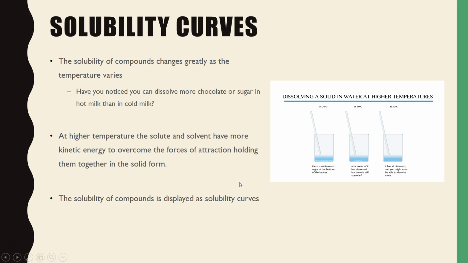Now we're going to talk about solubility curves. Solubility curves are a useful way of determining how saturated a solution is. At higher energy or at higher temperatures, the solute and solvent have more kinetic energy to overcome the forces of attraction holding them together. And that describes why we can create supersaturated solutions. That will come to your understanding when we look at solubility curves. So clearly, as you increase the temperature, you can dissolve more solute in that particular solvent.